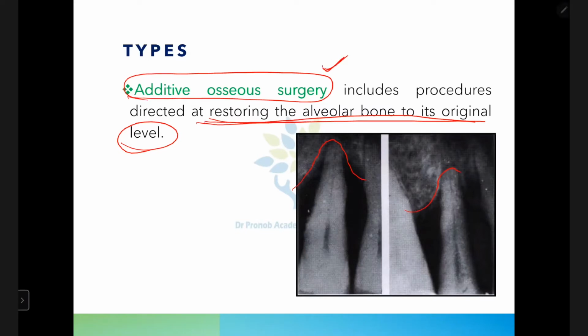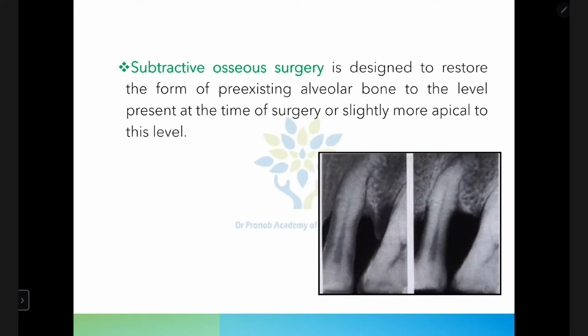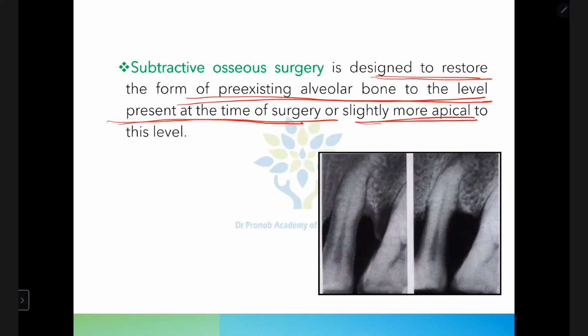So it is directed at restoring the alveolar bone to its original level, like this, that is before it is damaged. Next, subtractive osseous surgery is designed to restore the form of pre-existing alveolar bone to the level that is present at the time of surgery or slightly more apical to this level. So this is the bone level. We are either trying to save this alveolar bone at this level, or we are removing some amount of bone, making it slightly more apical when compared to the level that is present at the time of surgery.